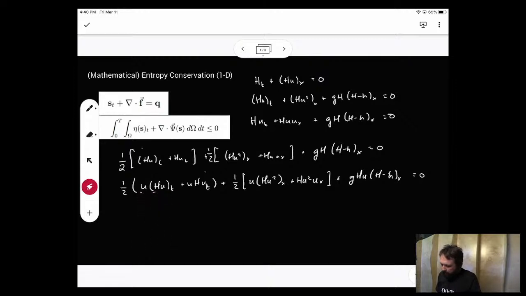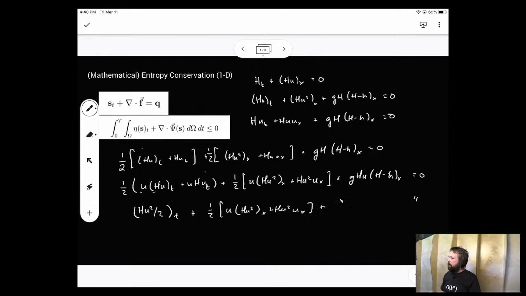So this first set of terms here, if I were to pull that u inside, I get hu squared on 2. If I pull the u inside there, the hu inside of there, I get hu squared on 2. So what I'm left with is hu squared on 2 from that 1/2 out front, dt, plus 1/2 u (hu squared)x plus hu squared ux plus, I'm just going to put quotes here because I'm just going to carry down those next few terms.